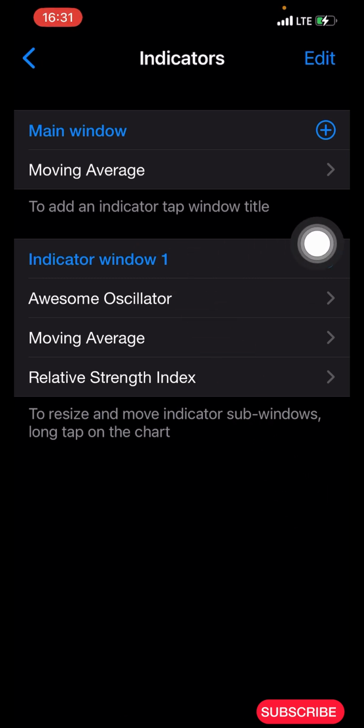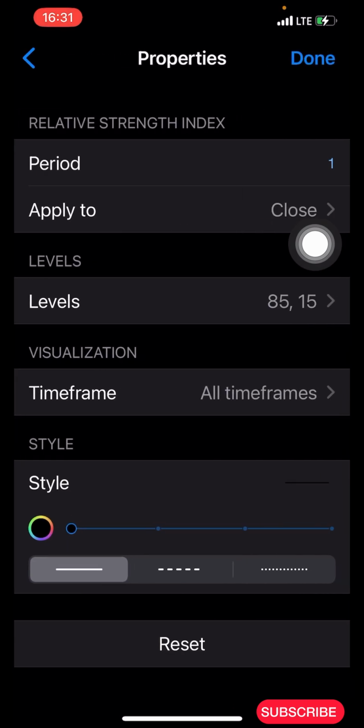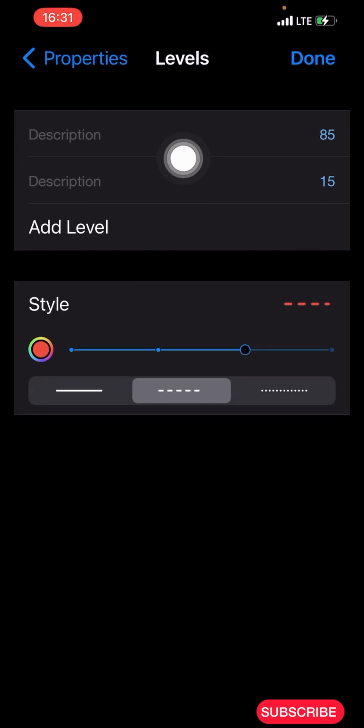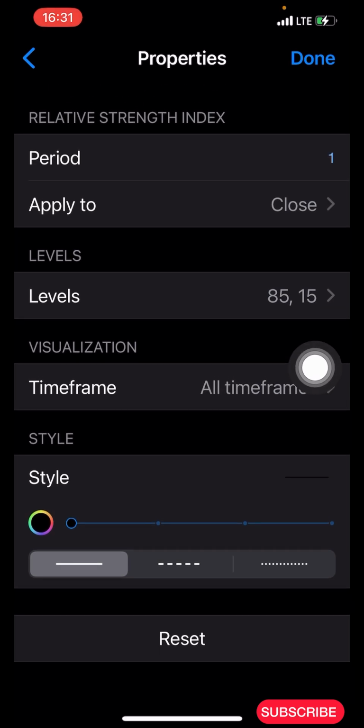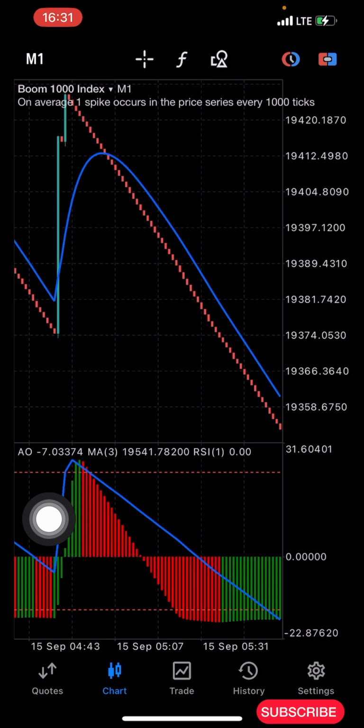The next indicator we have here, which is the last indicator, is relative strength index. Alright, you click on this plus icon again and you search for the relative strength index. So these are the properties. Period is 1, shift 0, apply to is close, the level you set to 85 and 15, style color red, 3 pixel, you click on done, you make the time frame all time frame, the style you make it the color of your background, 1 pixel, and you click on done. And that is it for the indicator setup for this strategy.